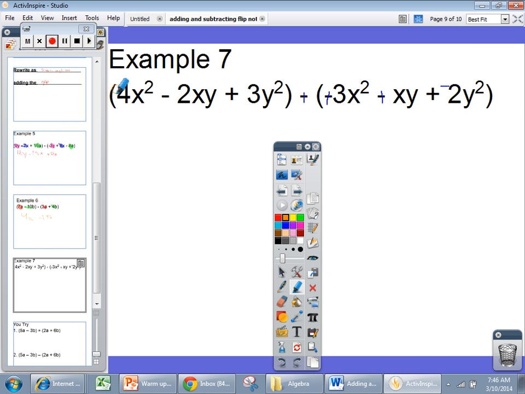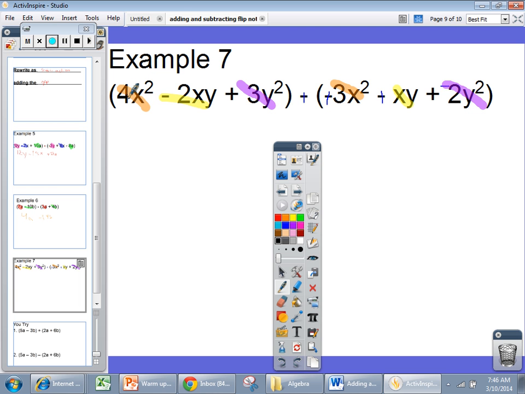Now let's color coordinate. So we have a 4x squared and a 3x squared. We have a negative 2xy and a positive xy, and 3y squared and a negative 2y squared.